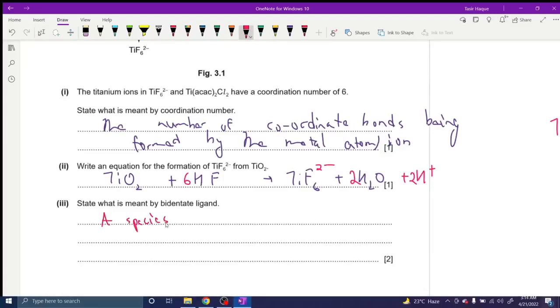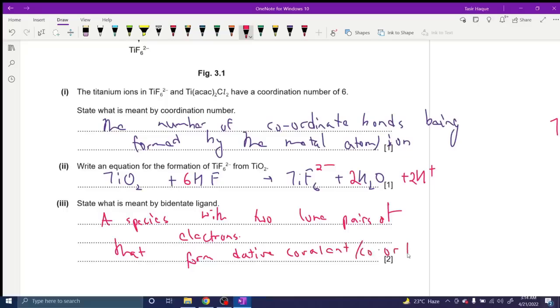So state what is meant by a bidentate ligand. It is actually a species with 2 lone pairs of electrons that form dative covalent or coordinate bonds to a central metal atom or ion. Really important definition, okay?